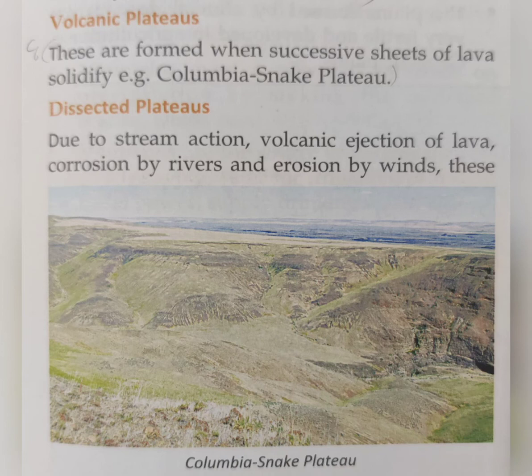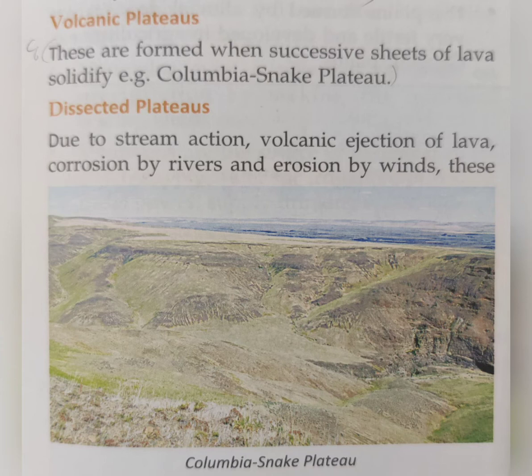Now the volcanic plateau. These are formed when successive sheets of lava solidify. When lava spreads out and a sheet of lava solidifies, becoming solid, that plateau is formed. An example of that type of plateau is the Columbia Snake Plateau.